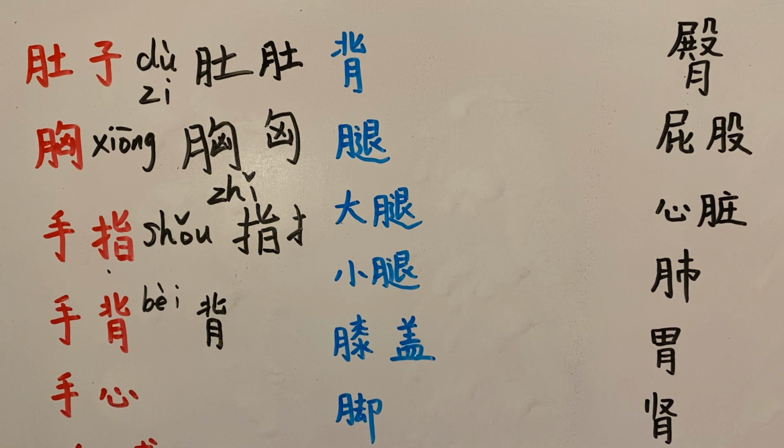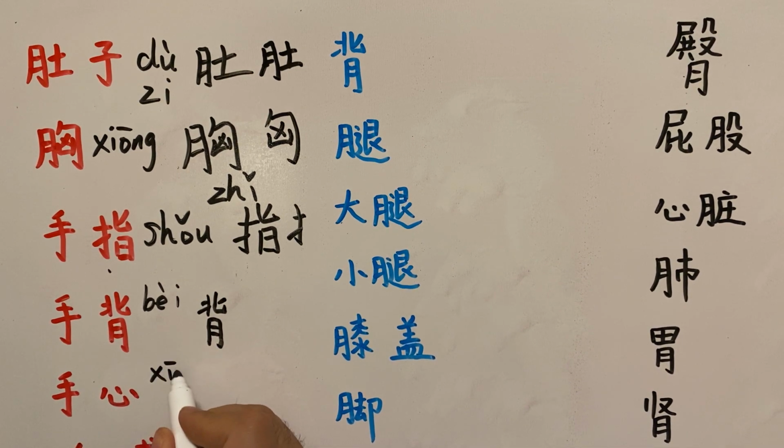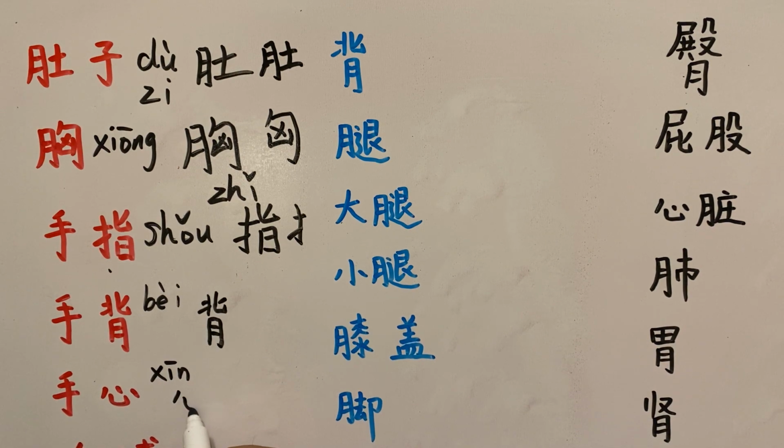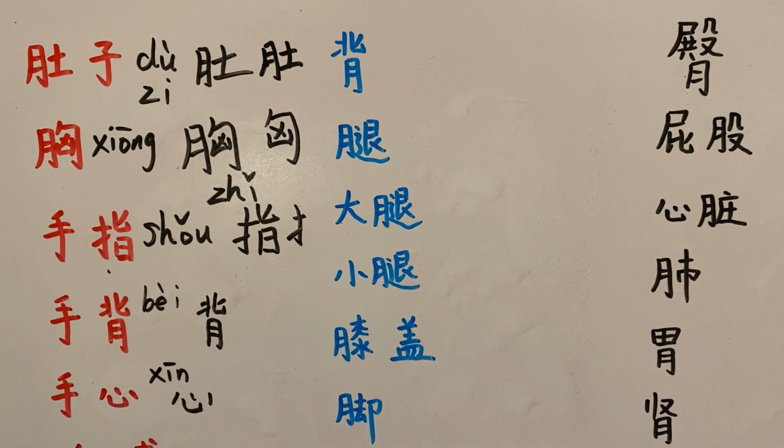So 手背 is the back of your hand. You also have the other side of your hand, right? Palm. We say 手心. Yeah, 心. This is the Chinese pinyin, 心. It's written like this. It's heart.